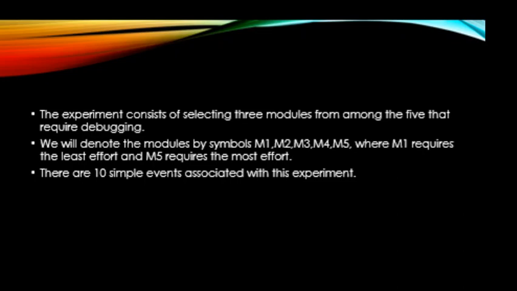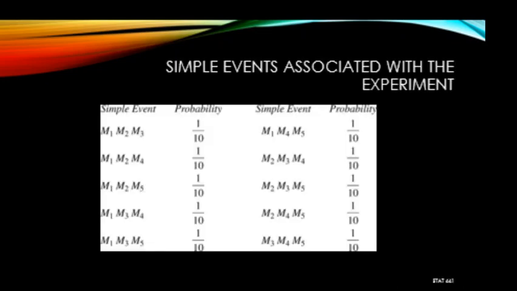Now, to identify the simple events, we have to look at all possible combinations of 3 codes at a time out of 5. So there will be 10 simple events in all, and these simple events are listed here. As you can see, the first simple event is that we pick M1, M2, M3, or we could have picked M1, M2, M4, M1, M2, M5, so on and so forth. In this case, the order doesn't matter. So we have 10 possible combinations.